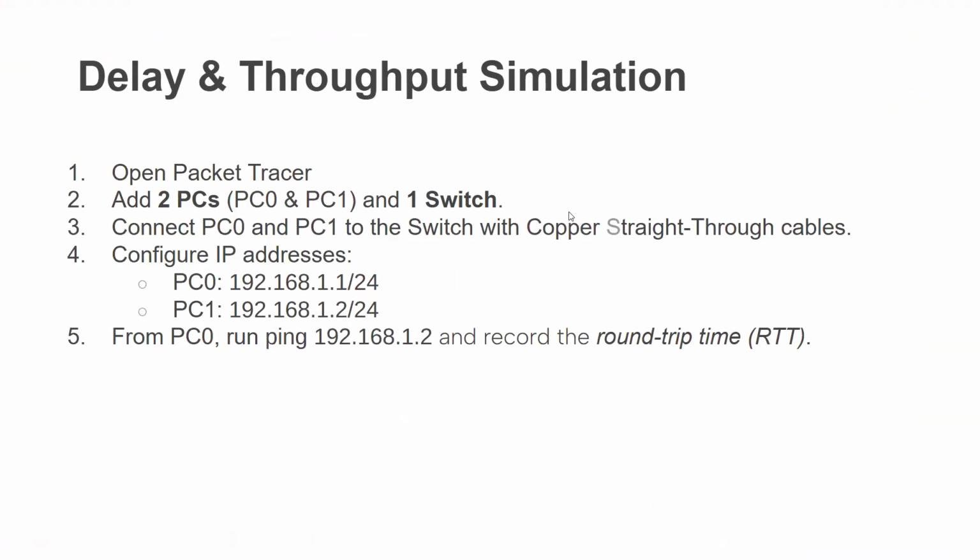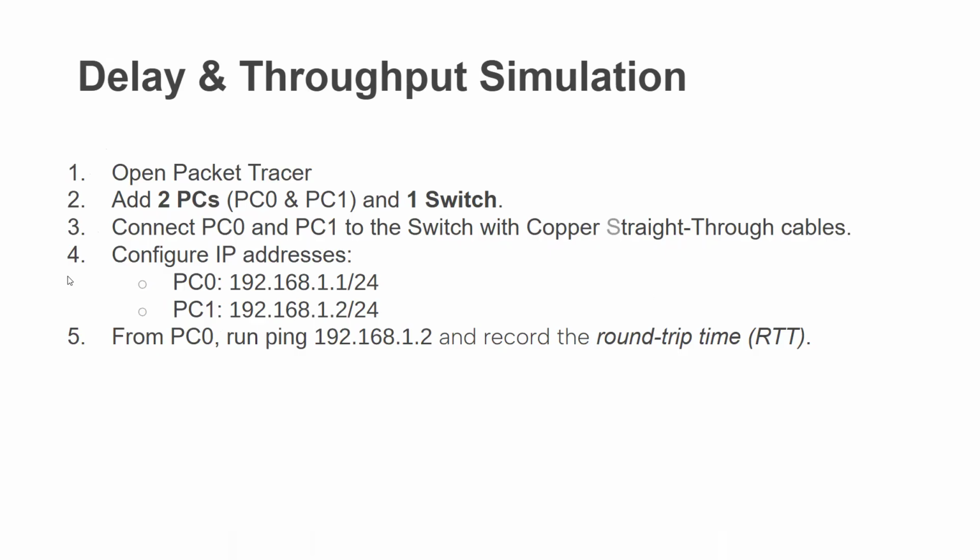Okay, then let's do our simulation, the delay and throughput simulation. So first you need to open the Packet Tracer, and then we can add two PCs, named PC0 and PC1, and also we need one switch. And then number three, we need to connect PC0 and PC1 to the switch with copper straight-through cables.